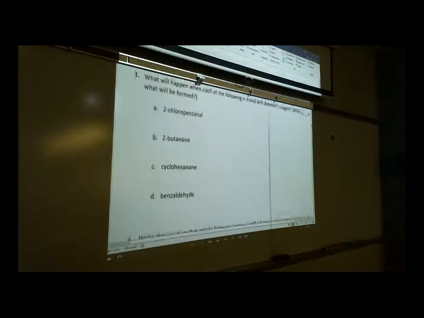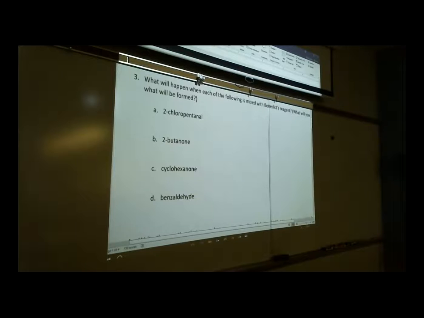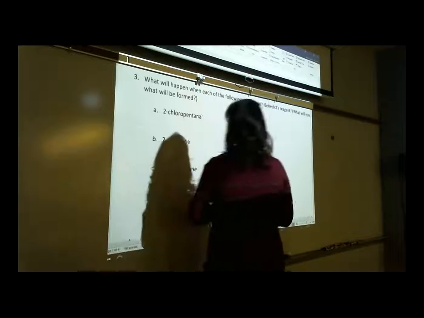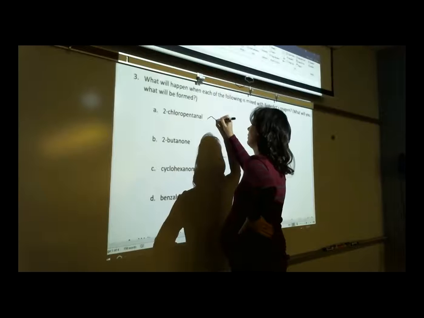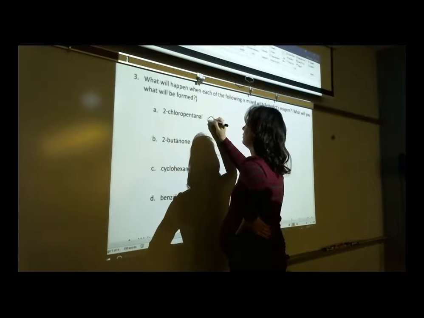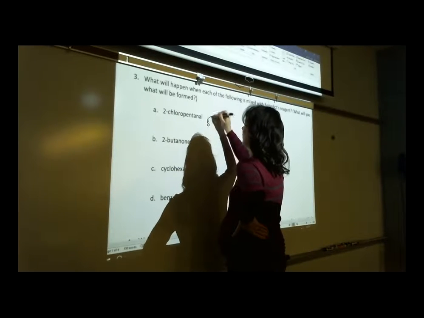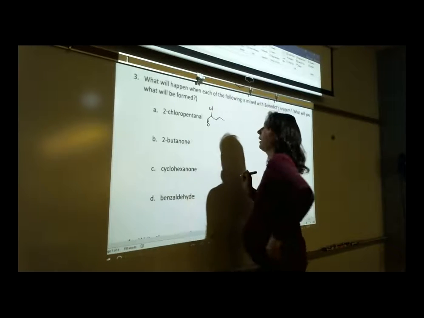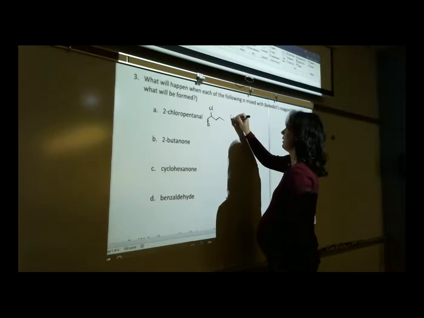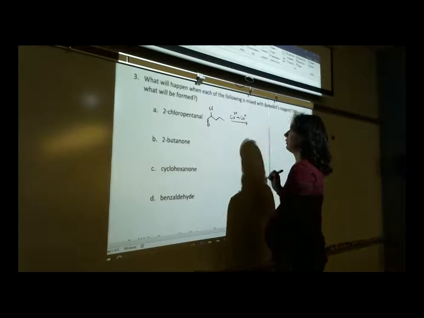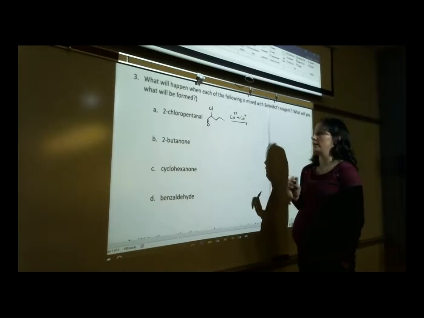Let's look at number 3. What will happen when each of the following is mixed with Benedict's reagent? What do we see, what will be formed? Okay. So 2-chloropentanal. 1, 2, 3, 4, 5. 2-chloro. And we're adding this to Benedict's reagent. Benedict's reagent contains Cu2+, becoming Cu+, right? Does that do anything here?